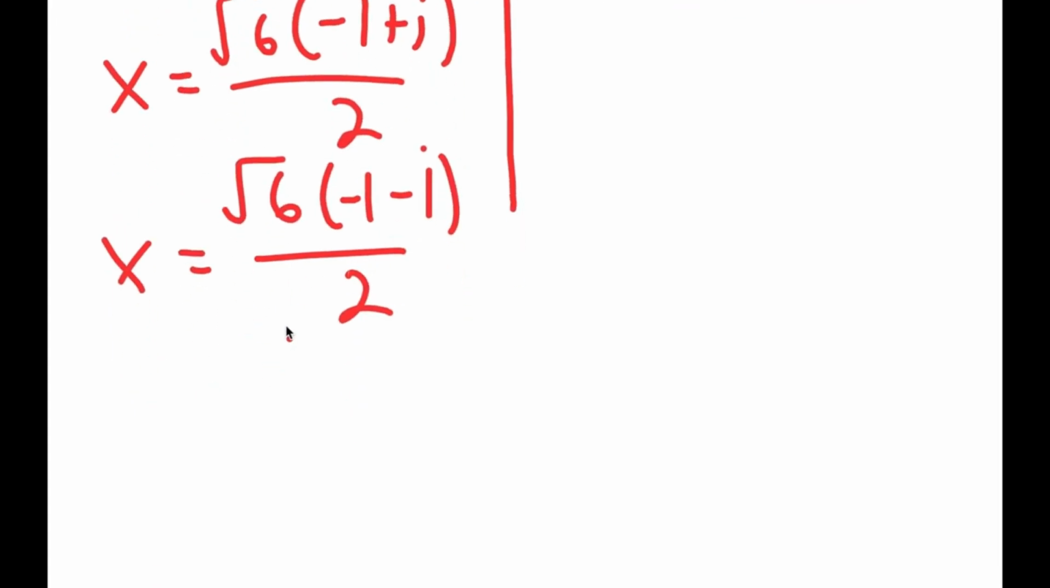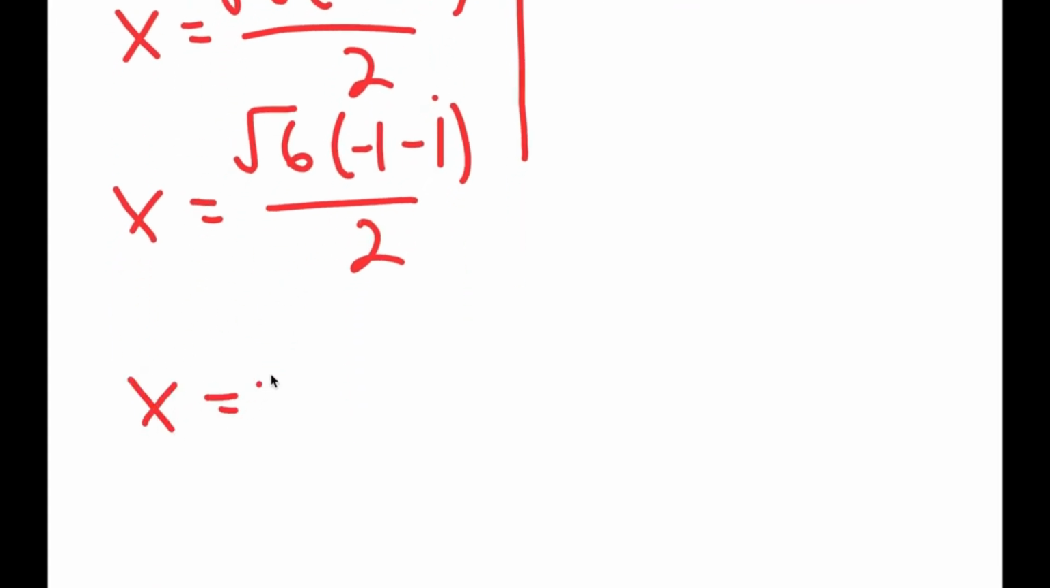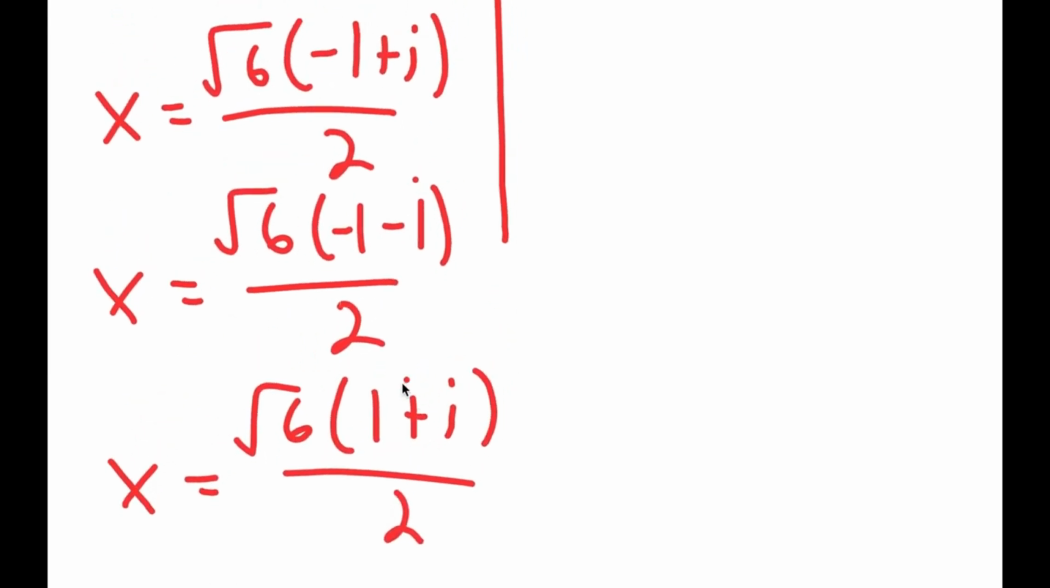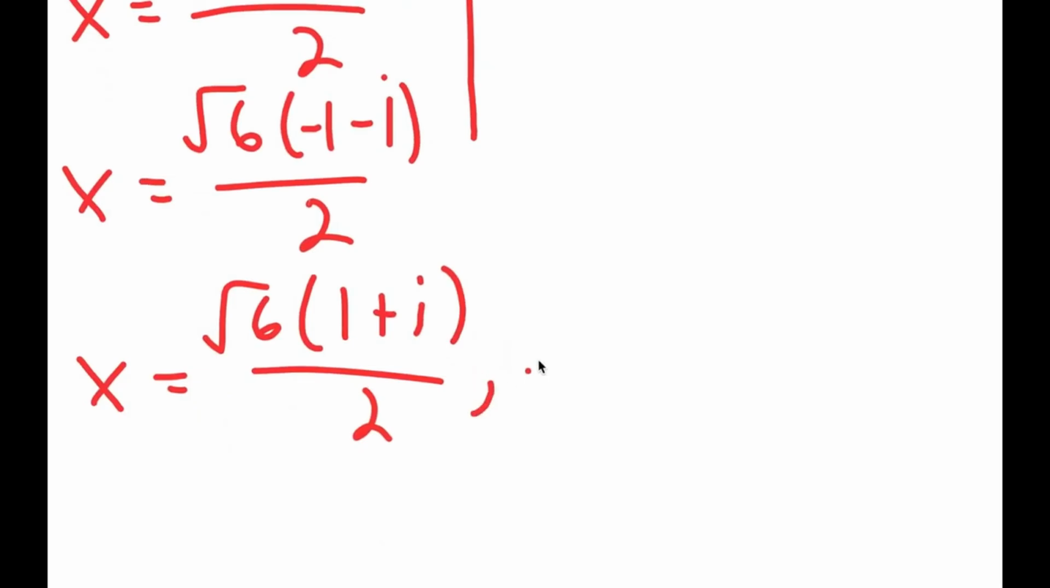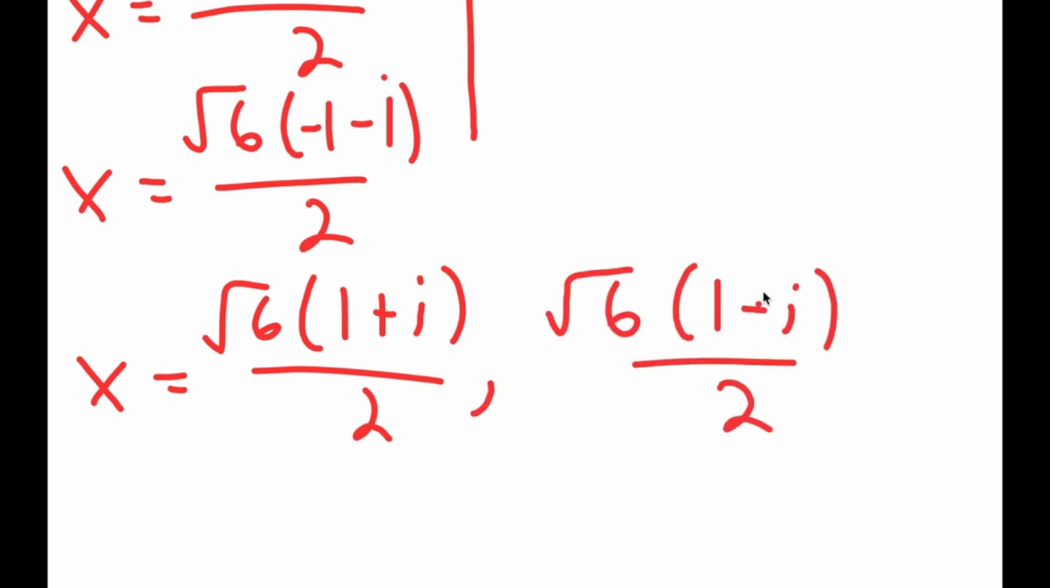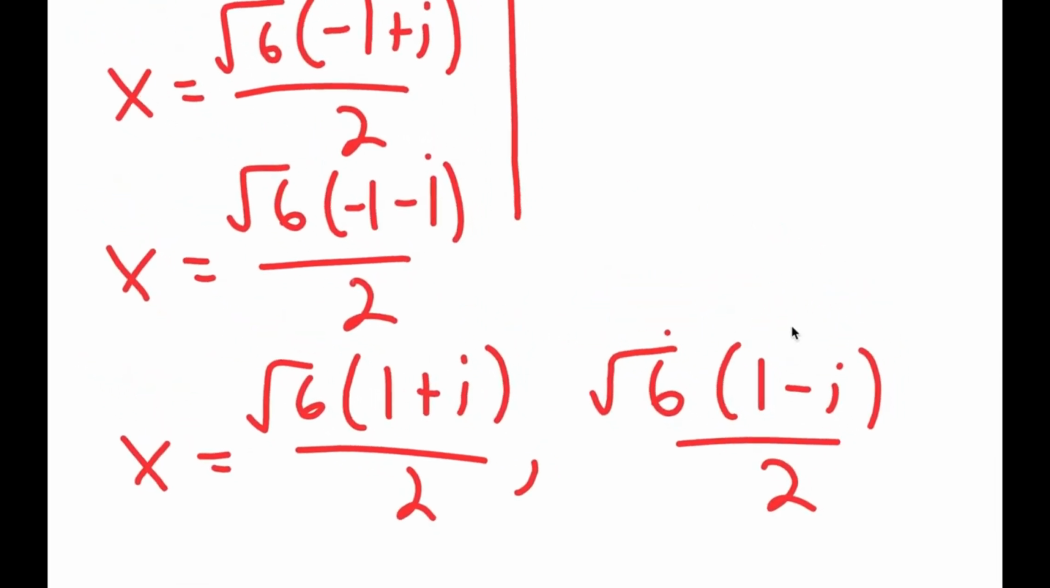And also, along with this, you should get x is equal to the square root of 6 times i plus 1 over 2, and x is equal to the square root of 6 times 1 minus i over 2. So these are your 4 solutions.